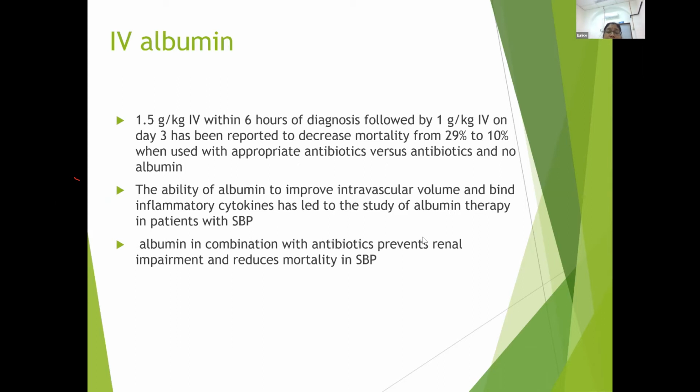So for IV human albumin, the initiation will be 1.5 gram per kg within 6 hours of diagnosis, followed by 1 gram per kg, as I mentioned earlier. It has been reported to decrease the mortality from 29% to 10% when used with appropriate antibiotics versus antibiotics and no albumin. The ability of albumin to improve the intravascular volume and bind inflammatory cytokines had led to the study of albumin therapy in patients with SBP. So albumin in combination with antibiotics prevents renal impairment and reduces the mortality in SBP as well.